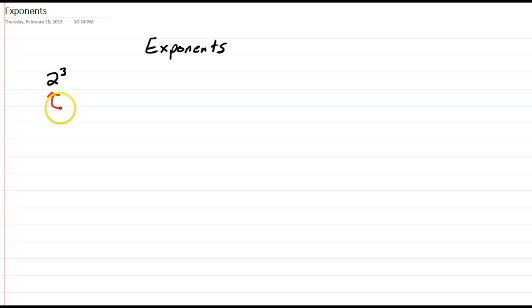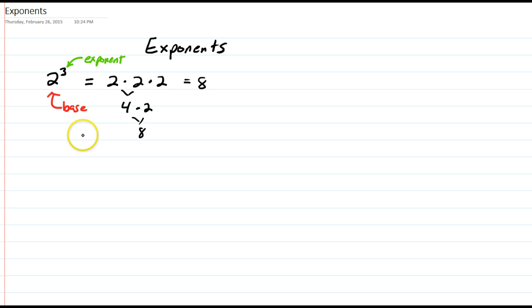2 is what we call the base. 3 is the exponent. And so this 3 means that we have 3 2's, and they are separated by multiplication. So 2 to the third means 2 times 2 times 2. So 2 times 2 gives us 4, and 4 times 2 gives us 8. So 2 cubed equals 8.